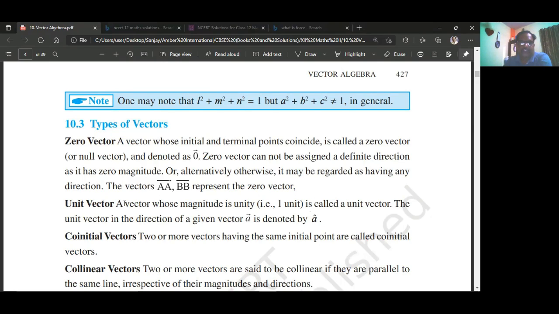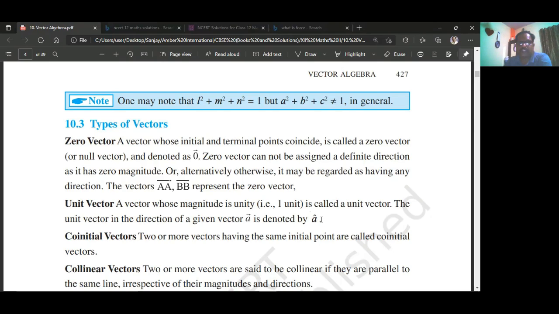Now the unit vector: a vector whose magnitude is unity, that is 1 unit. A vector having magnitude 1, that is, the distance between initial and terminal point is equal to 1 unit, is known as a unit vector, right? The unit vector in the direction of a given vector a bar is denoted by a cap. See the difference between this a bar and a cap.